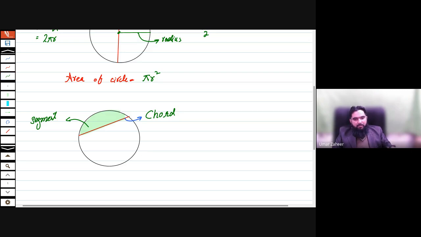Obviously, when you draw a chord, the circle is going to be divided into two parts. So each part is known as a segment. It is a smaller part. So the smaller part is known as the minor segment. And look here, you are going to get a bigger part. So the bigger part is known as the major segment.